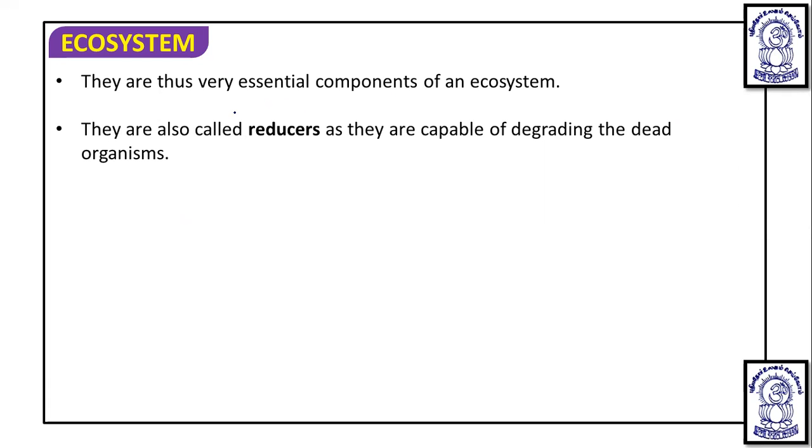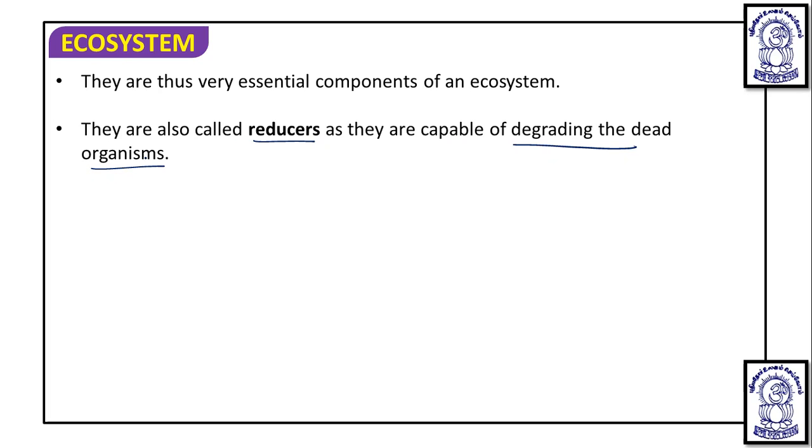So the decomposers are a very essential component of the ecosystem. They are also called reducers. Why are decomposers known as reducers? Because they are capable of degrading dead organisms. Here the fungi, bacteria, and actinomycetes involved are especially abundant at the bottom of the pond.